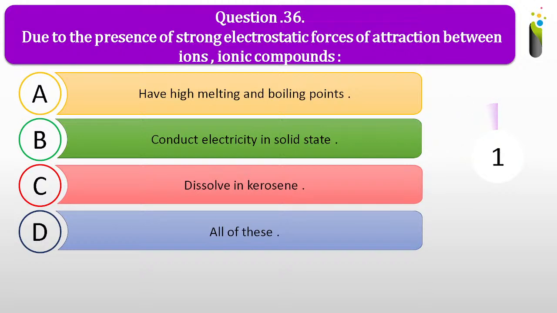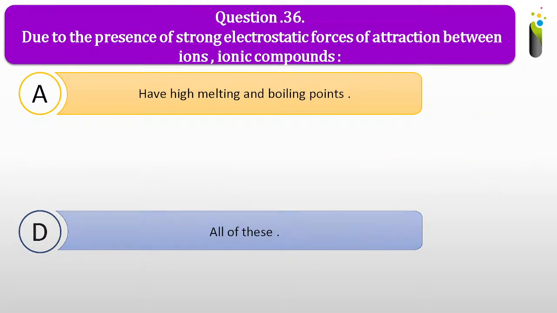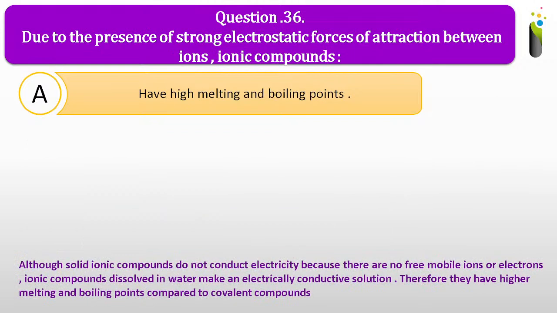And the correct answer for question number 36 is A. It is have high melting and boiling points. Solid ionic compounds do not conduct electricity because there are no free mobile ions or electrons, but ionic compounds dissolved in water make an electrically conductive solution. Therefore, they have higher melting and boiling points compared to the covalent compounds. So keep these things in mind.